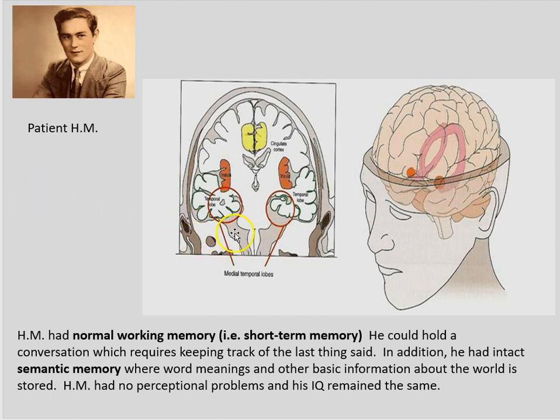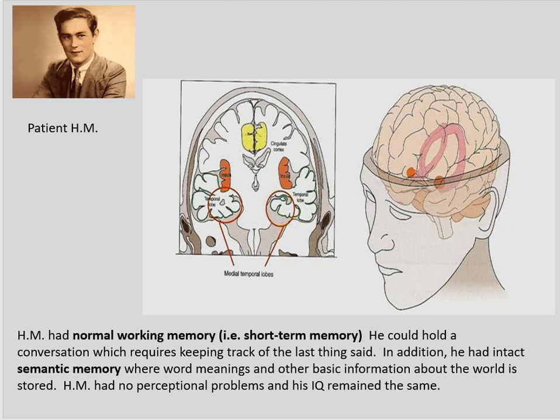thought, well, maybe we'll just take out the brain regions that they think were causing the seizures. And as it turned out, they suspected that the bottom part of the temporal cortex on each side, including the hippocampus, was the site of the seizures. So they removed this area bilaterally.